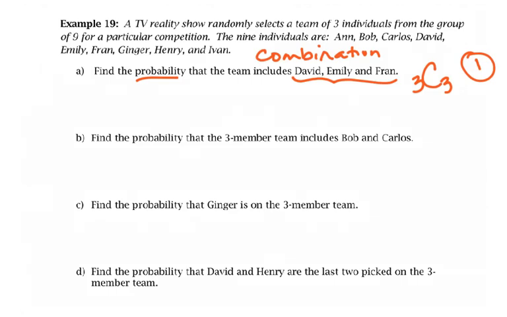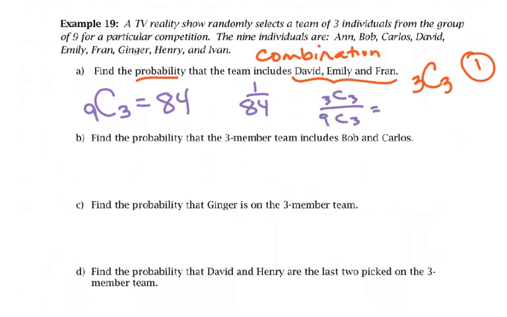Now, how many ways can I choose a team, period? So if I have 9 people and I'm going to pick a team of 3, how many ways can I choose a team? And so do that possibility. So I'm going to have 84. So what's the probability that my team is David, Emily, and Fran? Well, that's 1 out of 84. That's my probability. So we can say 3C3 over 9C3, and that comes out to be about 0.0119. It's not a very good chance that that's what my team is going to look like if you're just randomly selecting. You might get 1 or 2 of those people, but it's a pretty unlikely situation where you get all 3 of those.